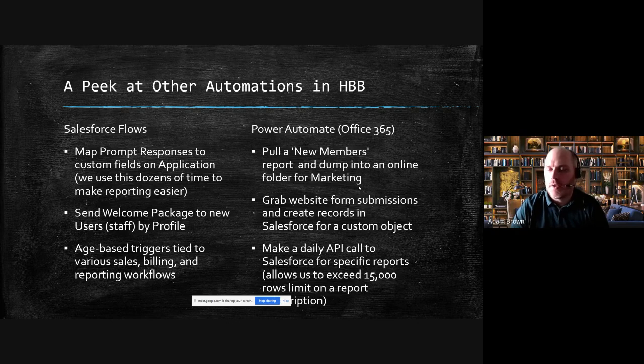And the last way we use Power Automate is to get around the 15,000 row limit on Salesforce report subscriptions. Thankfully, we have more than 15,000 members, and we want to report every day of who's a member. We could go in and download it every day and we'd get them all, but report subscriptions cap out at 15,000 rows. So we use Power Automate to make a daily API call to Salesforce, pretend you're a machine, grab the report in full and dump it into an online folder. So that has made retention reporting easier for us.